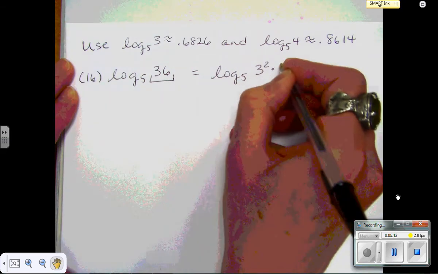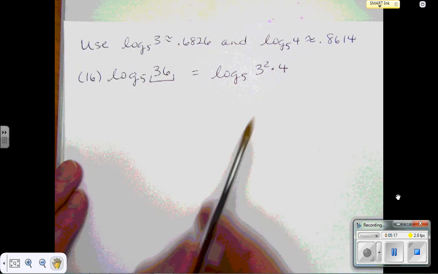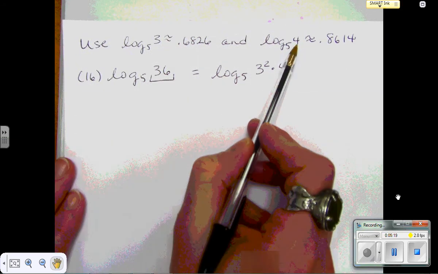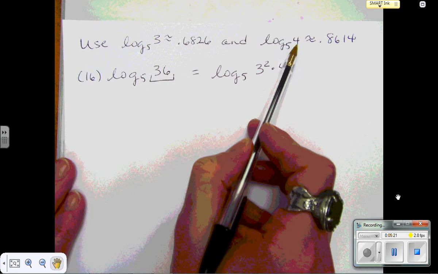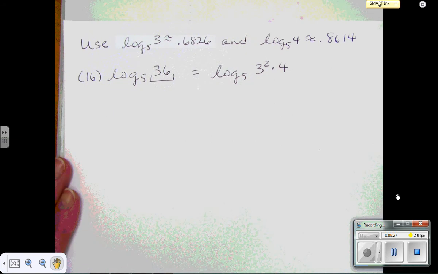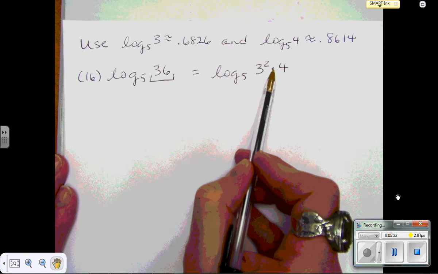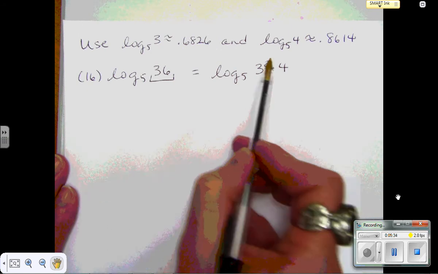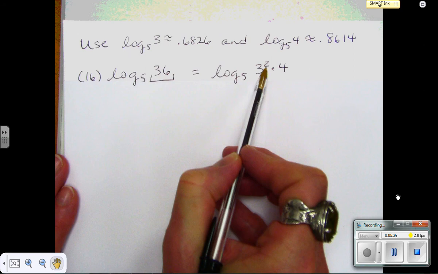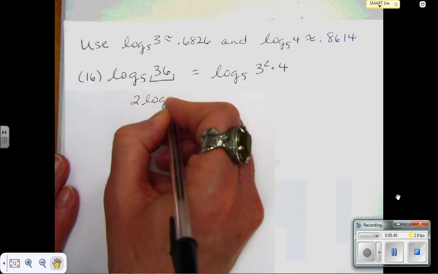And I'm keeping this as a 4 because that's the logarithm that they're giving me up here. I don't want to change it to 2 squared because they're not giving me a 2. They're giving me log base 5 of 4. Okay, so since I'm multiplying these together, when I expand it, that means I'm going to be adding them. And this 2, I'm going to rewrite in front of the log. So you'll have 2 times log base 5 of 3 plus log base 5 of 4.